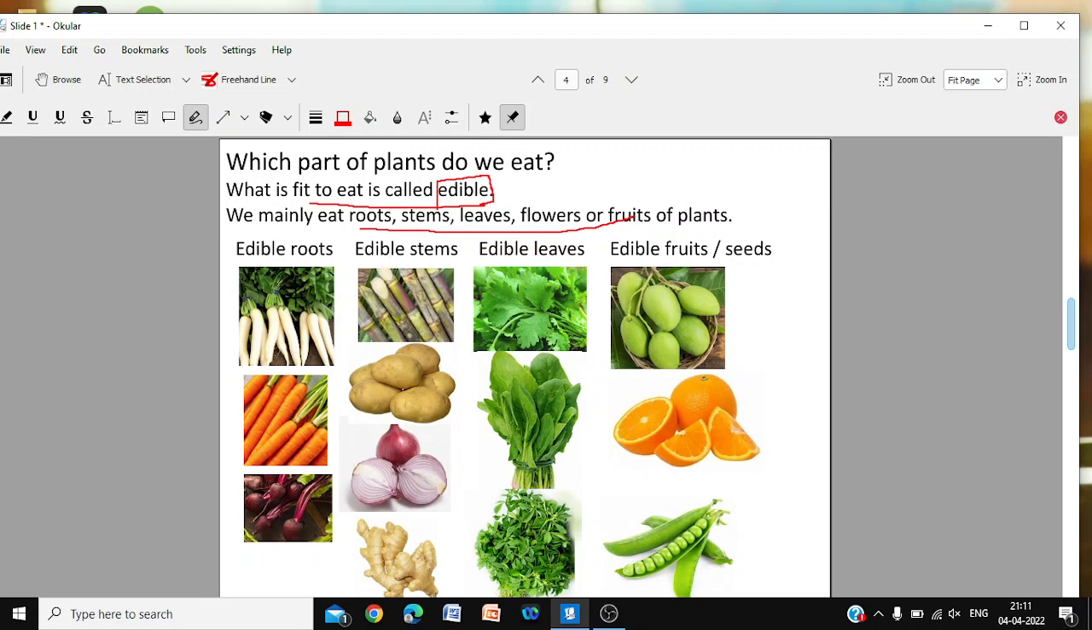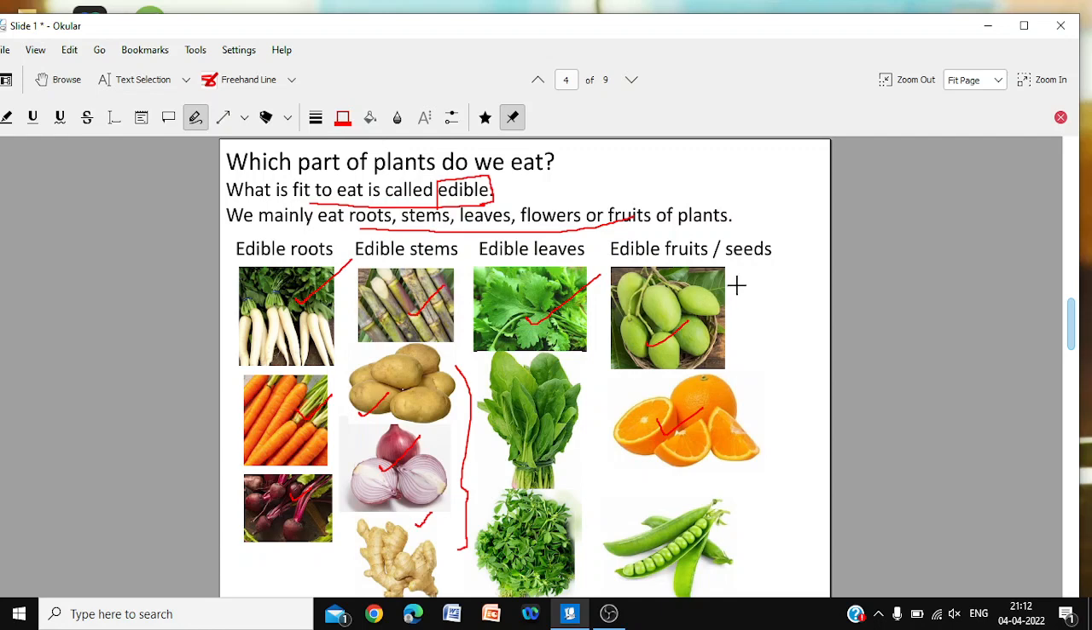Edible roots, the roots we eat: radish, carrot, beet. Edible stems: sugarcane. Then these are underground stems, but they grow underground below the soil: potato, onion, ginger. Then we have edible leaves: coriander, dhania, lettuce, pudina, mint. So then we have fruits: mango, orange.